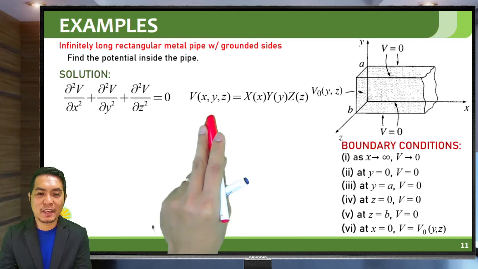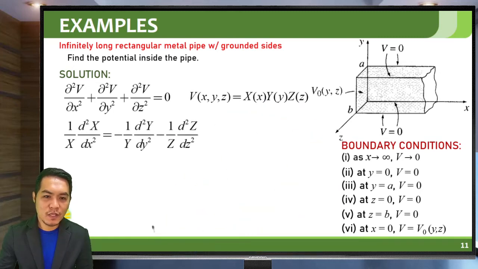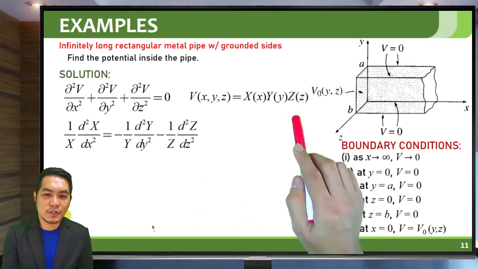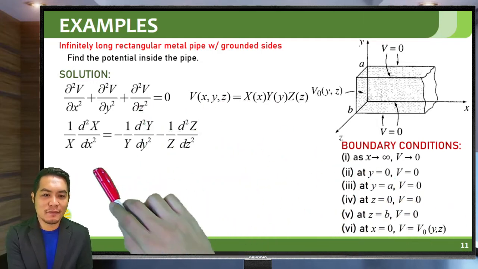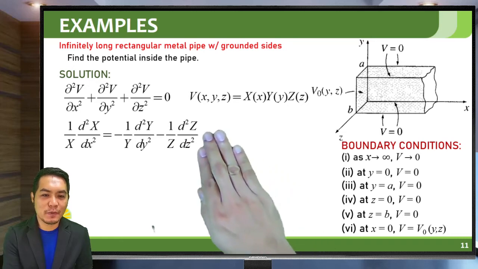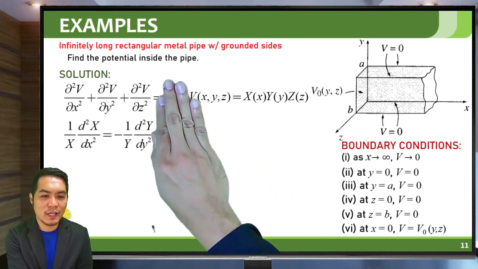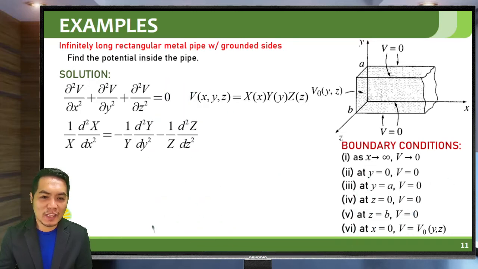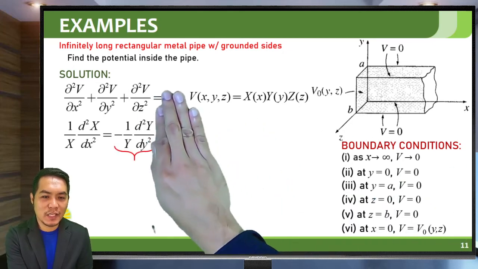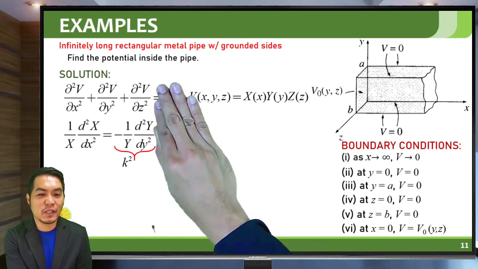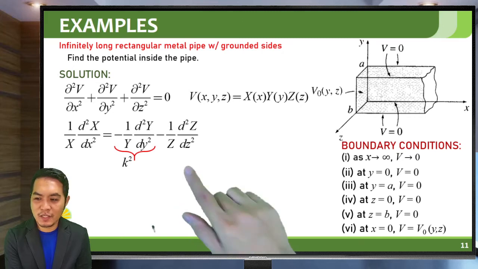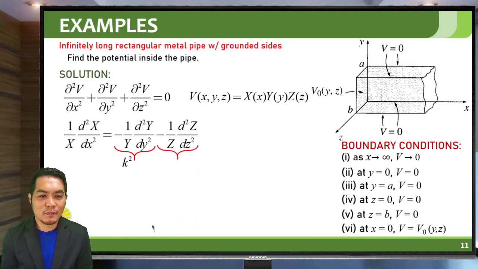So this is our separable solution. You do the same: you substitute this in this equation, you divide by X, Y, Z, and you will have an equation like this. Actually in the previous 2-dimensional problem, we only had it like this, and then we let that be equal to k squared. That's what we did in the previous 2-dimensional problem. But since this is now 3-dimensional, we now have an extra term here, and we will let that extra term be a constant L squared.